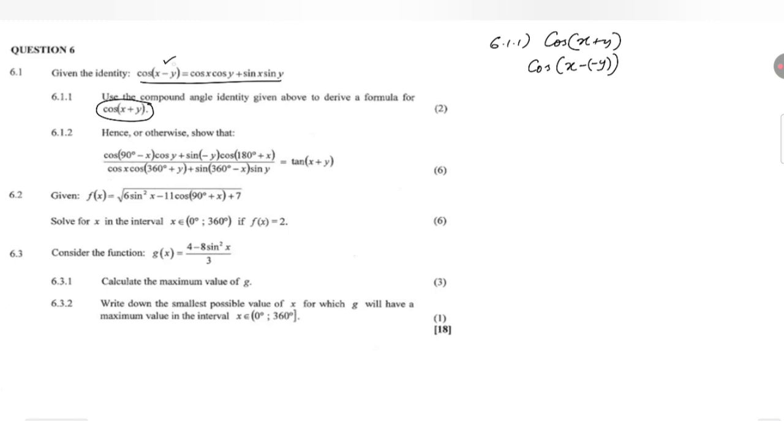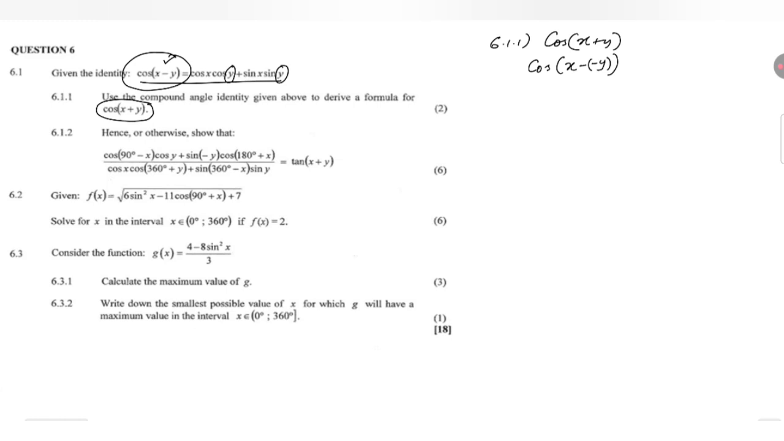Now this one and the one that is given are both the same. In the place of x, in the given identity, here it is x, then minus, you can see the minus here. In the place of y, what is here? Minus y. That's the only difference. So what are you going to do? You have to change this y to minus y, and this also to minus y. Then we are done, isn't it?